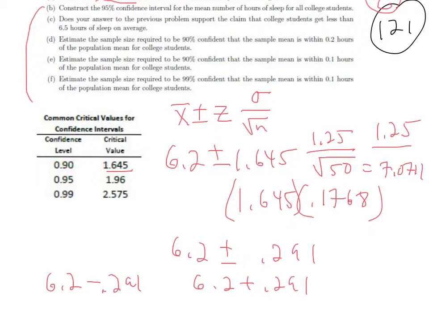Now, the only thing that changes for C, I guess it doesn't for C. Now we're supposed to answer: does your answer to the problem support the claim that college students get less than 6.5 hours of sleep on average?